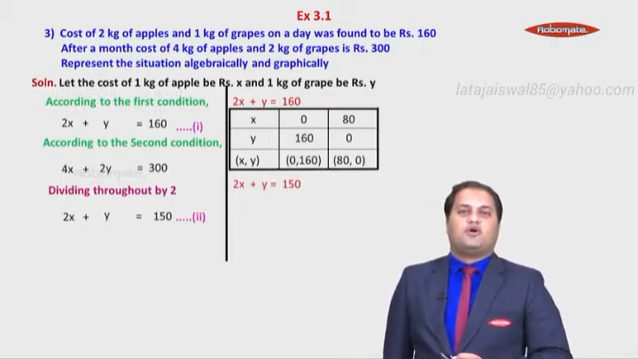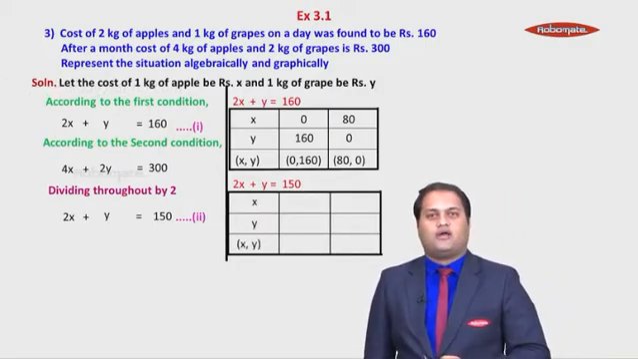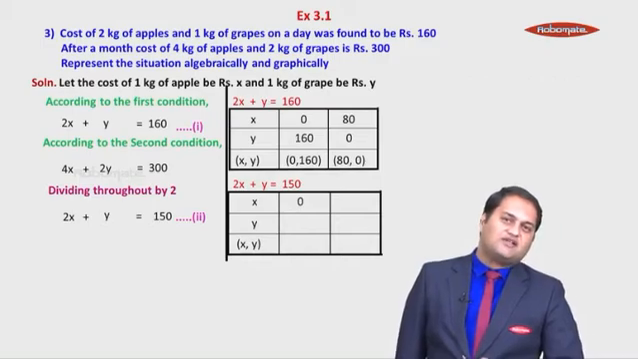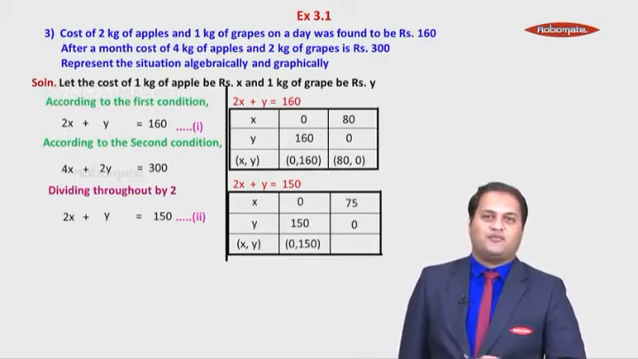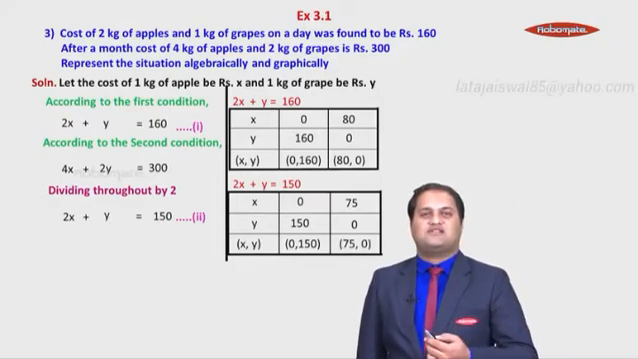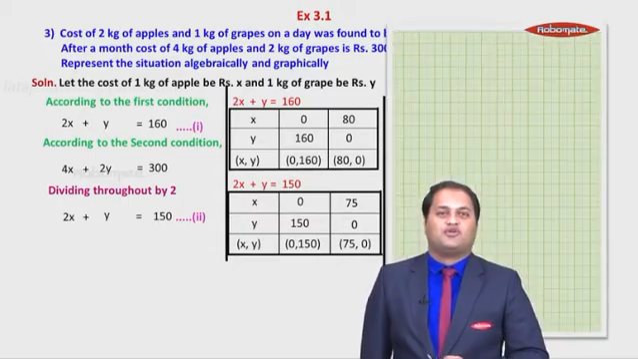2X plus Y is equal to 150. Again, X, Y, X comma Y. Now you assume X as 0, you get Y is equal to 150. The point is 0 comma 150. You assume Y as 0, you get X is equal to 75. The point is 75 comma 0. Let's move on to the graph directly.